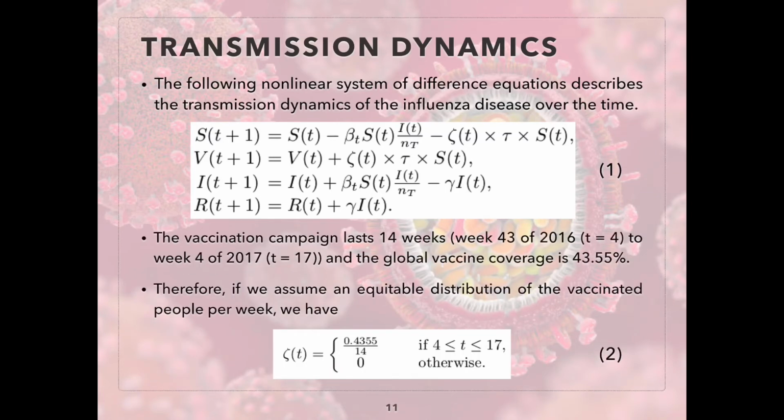The vaccination campaign lasts 14 weeks, from week 4 to week 17, and the global vaccine coverage is 43.55%. Therefore, if we assume an equitable distribution of the vaccinated people per week, we have expression 2 that determines how the people are vaccinated.